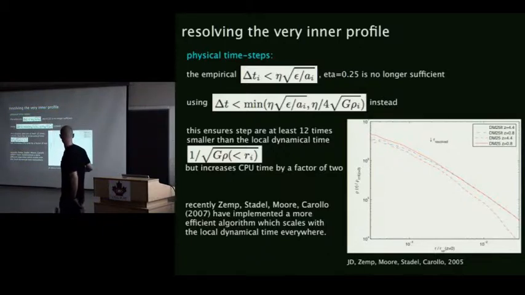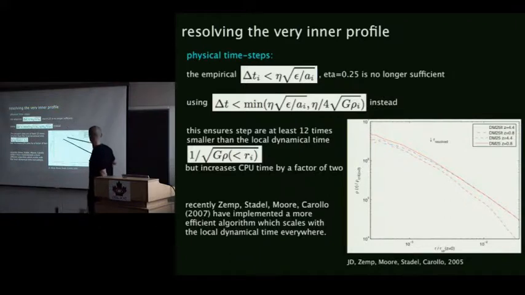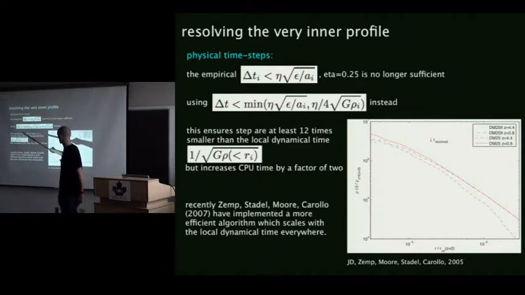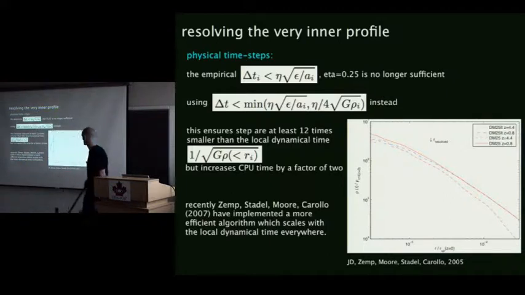In this paper in 2005, we just added a simple switch where in high density regions, we forced the time steps to be smaller. And we actually found a difference. It really allows you to resolve higher densities in these galaxy clusters. And now we actually use something that's really based on the dynamical time. So we got rid of this empirical criterion altogether. And that was implemented by Marcel Zemp about 2 years ago.